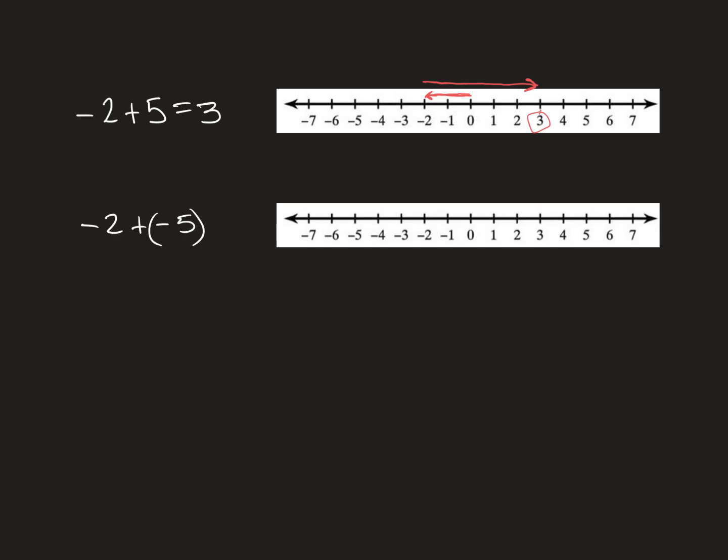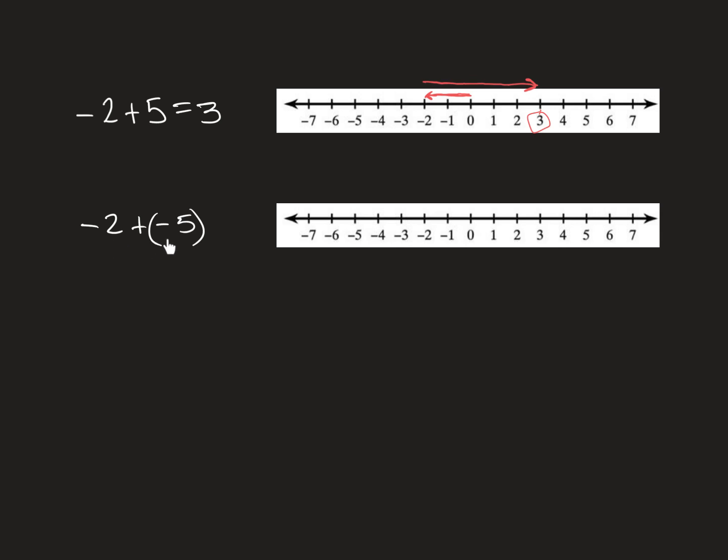Now on this one, I have -2 plus -5. And notice how I said that. That's plus, that's the operation addition. And this is a sign, negative. And so we put these parentheses here to separate our operation from our sign.